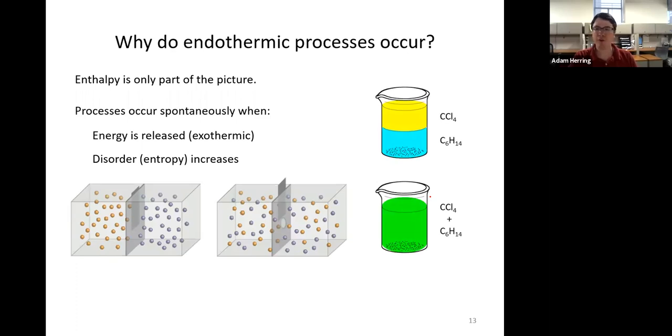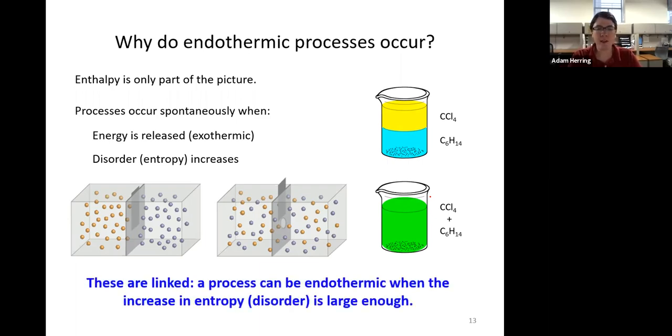For example, if we take carbon tetrachloride mixed with hexane, this process is endothermic. However, because a high level of disorder occurs, the dissolution process will still occur. And so what we can see is that a process can be endothermic, which normally is unfavorable, but if the increase in entropy is large enough, then the process will still occur on its own.